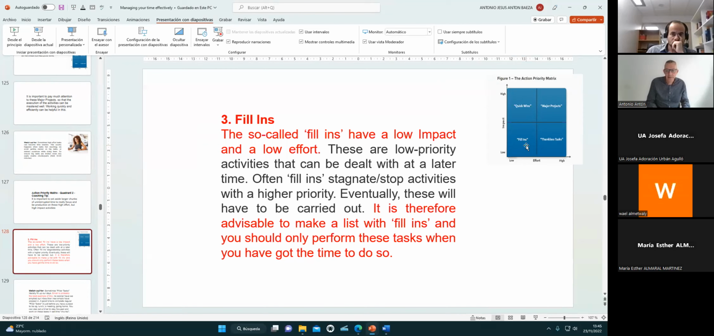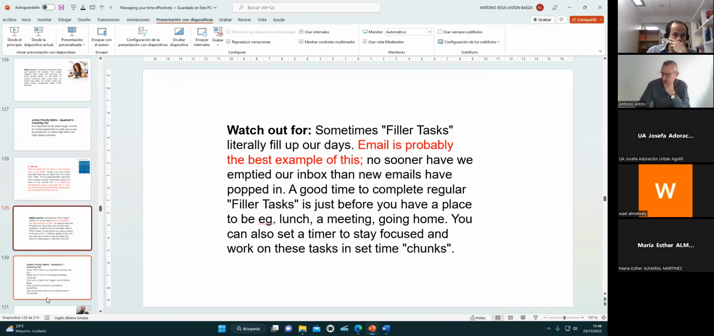It's not a good recommendation to start with these activities when impact is low and effort is low. Only do them when you have time to do so. So we are talking about email. Perhaps it is the most important example of it. When you start by replying to emails, responding to emails, this is the better example.